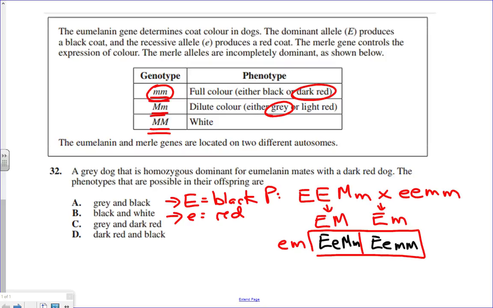Much, much shorter than doing a 16-square Punnett square, much more manageable, and the answer comes out right off the bat. We can see that here we're going to have a big E for the black color, but it's only going to be diluted, so that means we're going to have gray. And here we're going to have the black color, however with the little m, that's going to end up being full color, okay, full color up here, which means this will be black, which means we will end up with half of the offspring gray. We'd expect half of the offspring gray and half of the offspring black, and we would pick answer A.